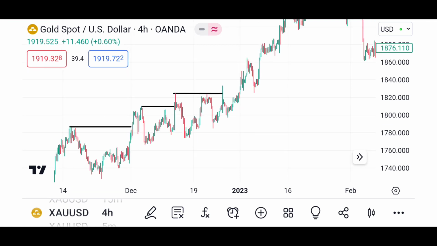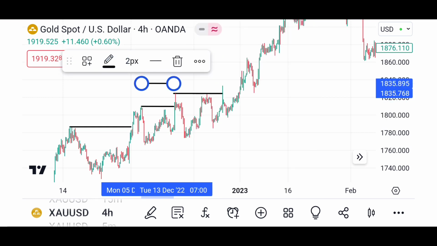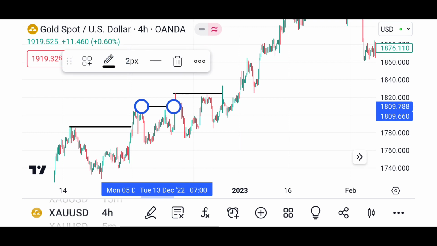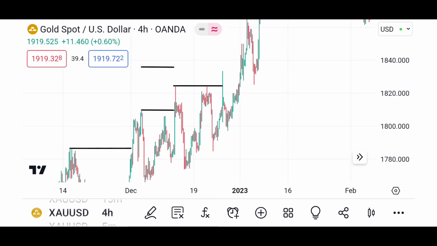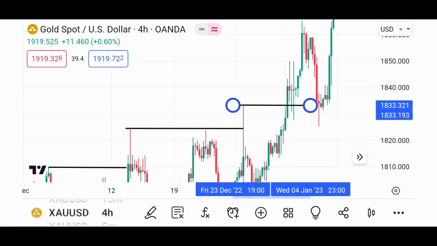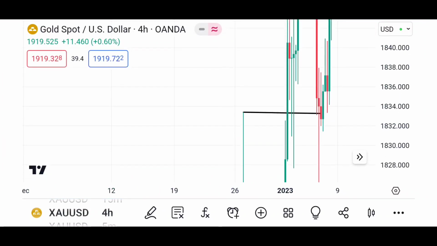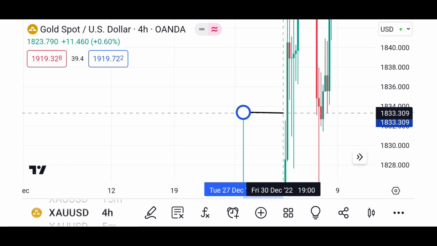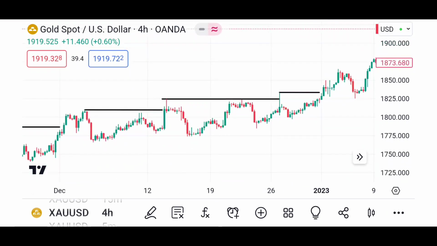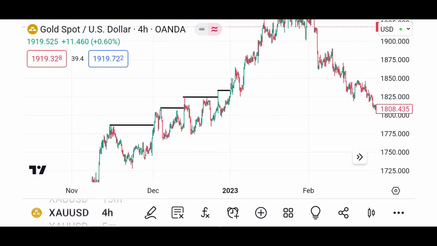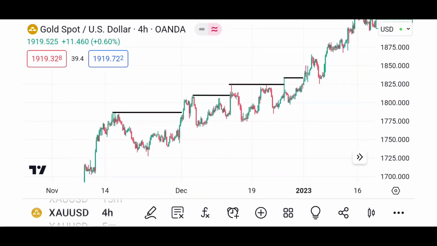Let's see. Okay, so this is our next break of structure. Okay, where are our trading ranges? Let's see our trading range.